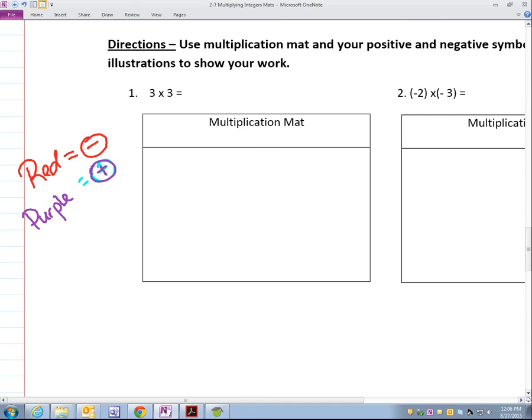All right. This first one is telling us that we are going to be having 3 sets of 3 integers. 3 sets of 3. That's all I need to write. 3 sets of 3. Positive. 1, 2, 3.